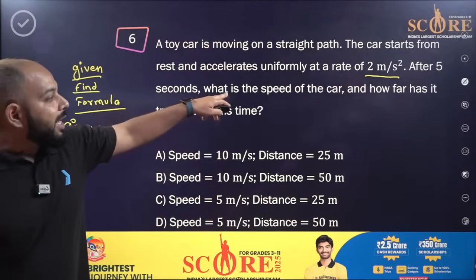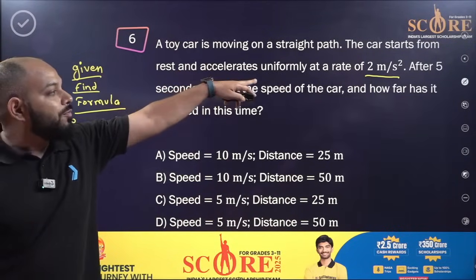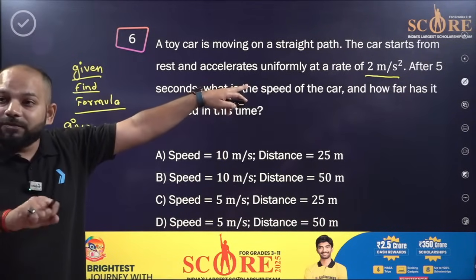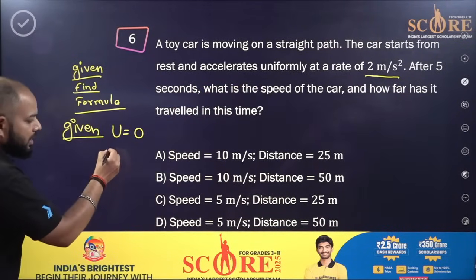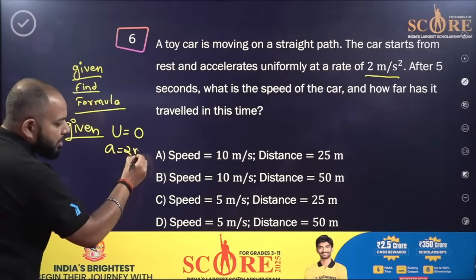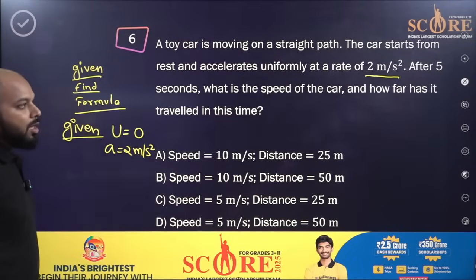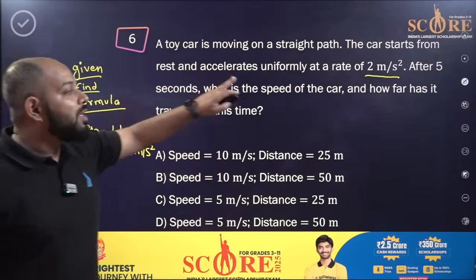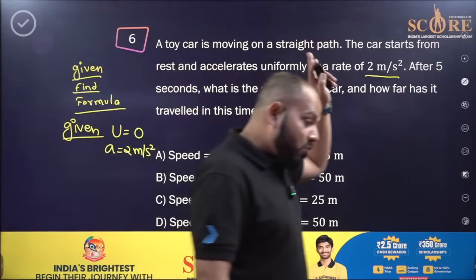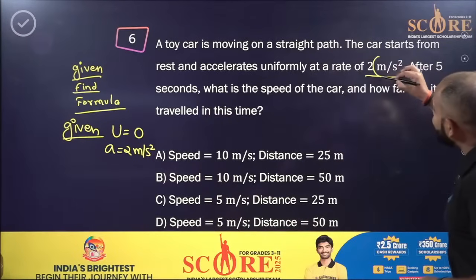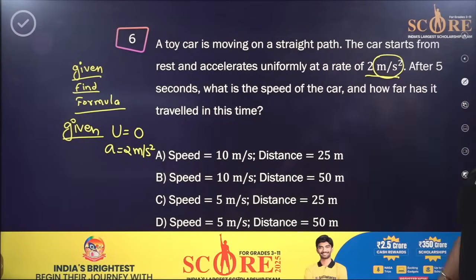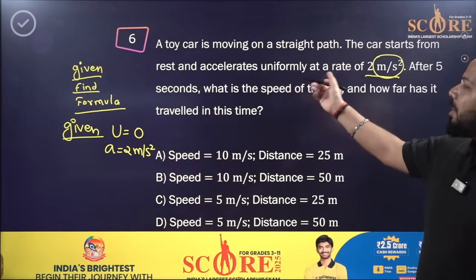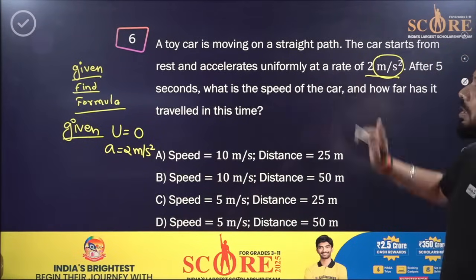Then it accelerates uniformly, because now the velocity starts to change. That means we have acceleration. The acceleration is given as 2 meter per second square. One more thing: if you don't get these values, go through the unit, guys. Unit tells you everything. Meter per second square is the unit of acceleration. So if you don't know what is being given with the uniform rate or something, just write directly a equals 2 meter per second square.